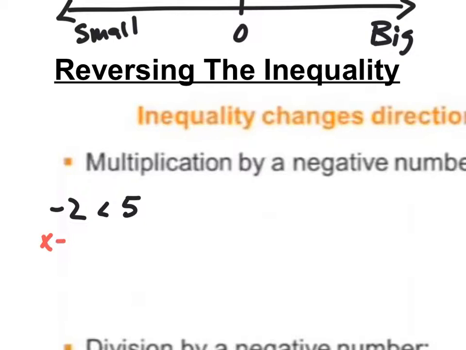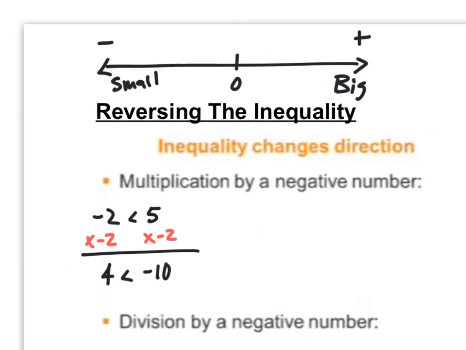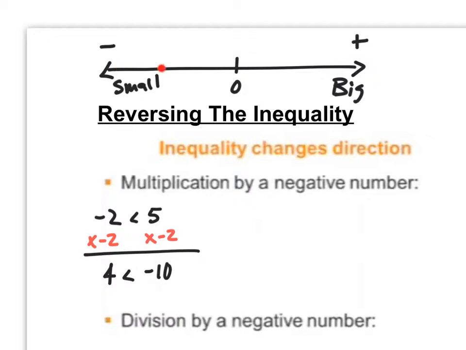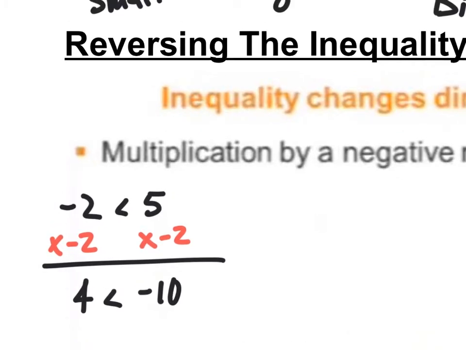So if I multiply this side by a negative 2, negative 2 times negative 2 gives me positive 4, which is less than, and then over here, if I take 5 times negative 2, that gives me negative 10. Thinking about the number line, negative 10 is over here and 4 is over here. So we know that negative 10 is not larger than 4, okay? So what we have to do is reverse the inequality symbol.